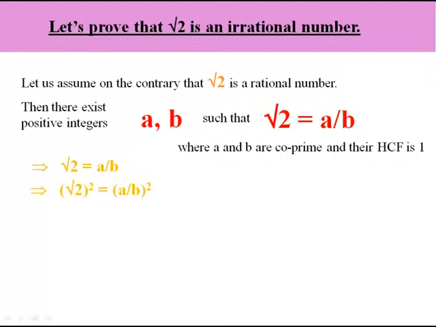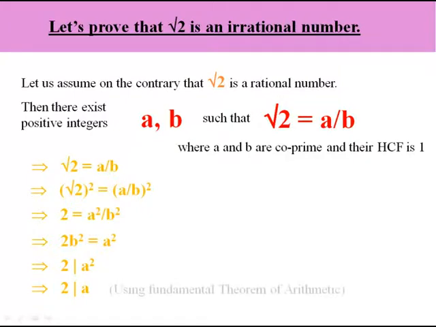So we begin with root 2 is equal to a divided by b. Squaring both sides, we get root 2 the whole square is equal to a divided by b the whole square. So that means 2 is equal to a square divided by b square. Cross multiplying, we get 2b square is equal to a square. So that means 2 completely divides a square. If 2 completely divides a square, 2 also completely divides a, using the fundamental theorem of arithmetic that we learnt earlier. Let's call this inference 1.